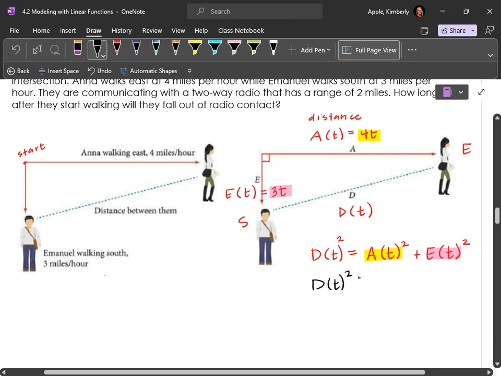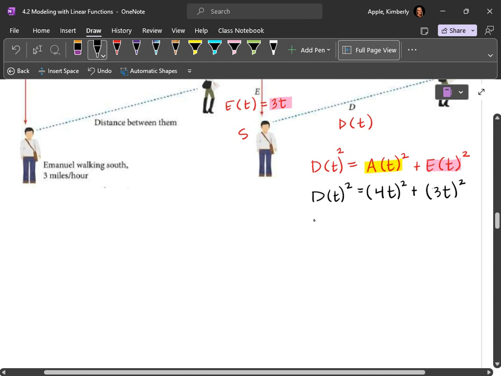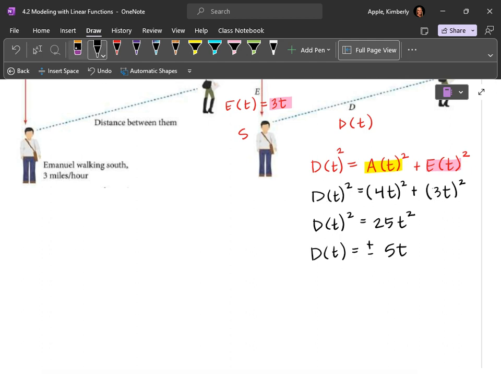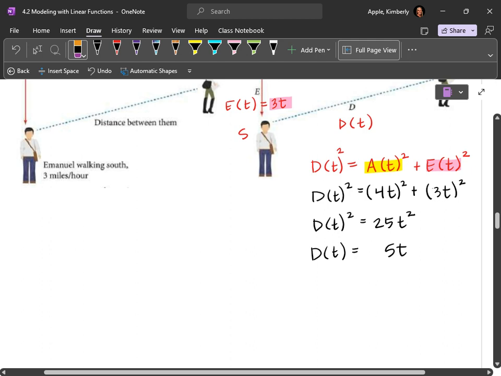So what we're going to do is plug this in. D of t squared equals 4t squared plus 3t squared. And then we can just solve. So if I solve out the right side of this, I'll have d of t squared equals 25t squared. And then taking the square root of both sides, I'll have d of t is equal to plus or minus 5t. And look, I have a linear equation. Now, because distance is always positive, I can just ignore the negative one. So there's my function for the distance between the two as a function of time.